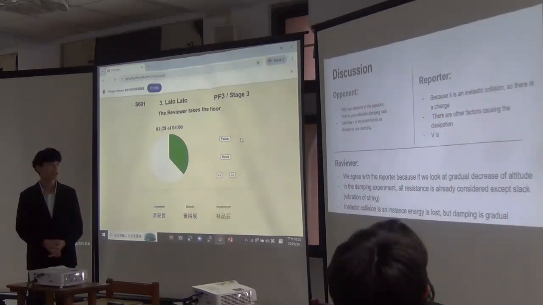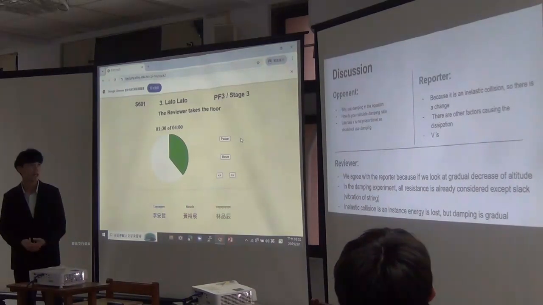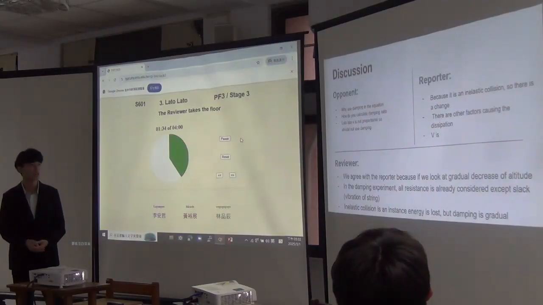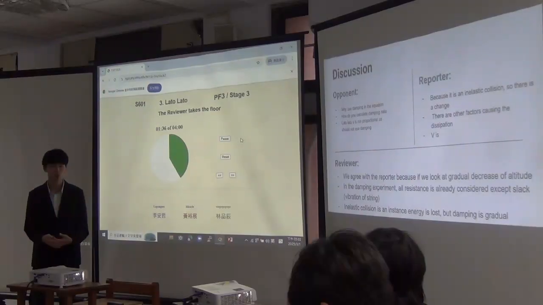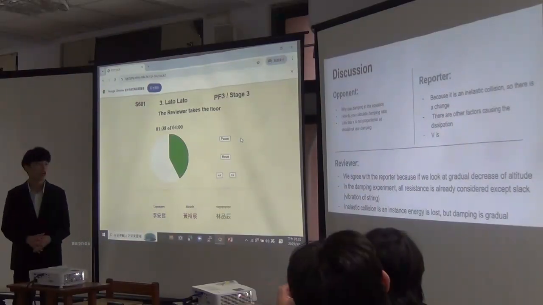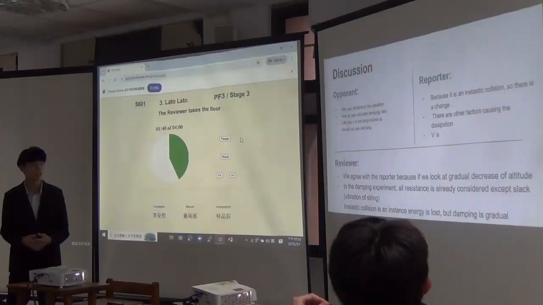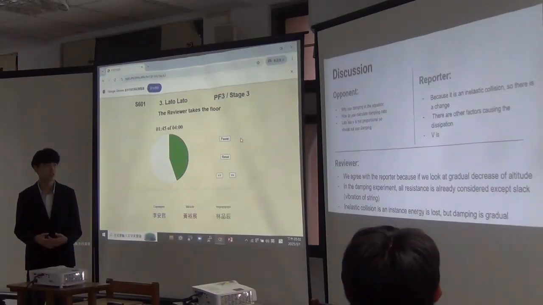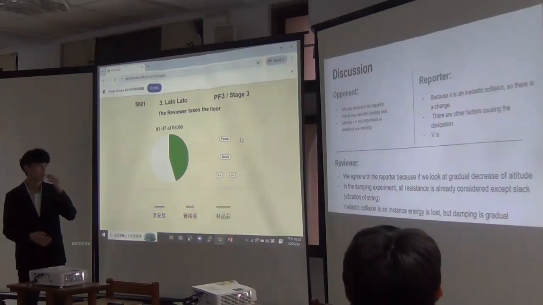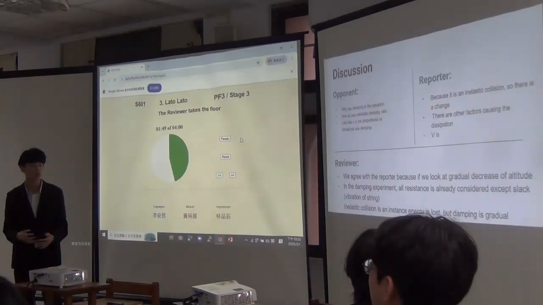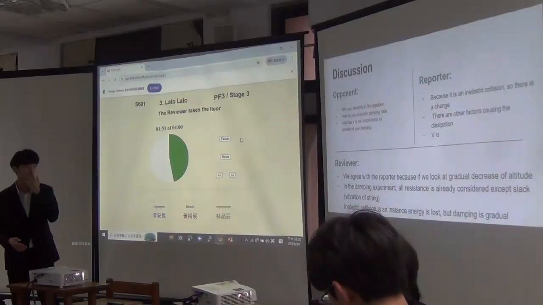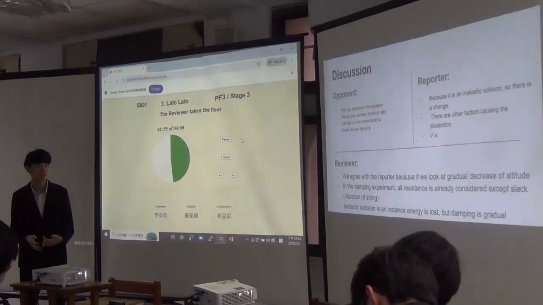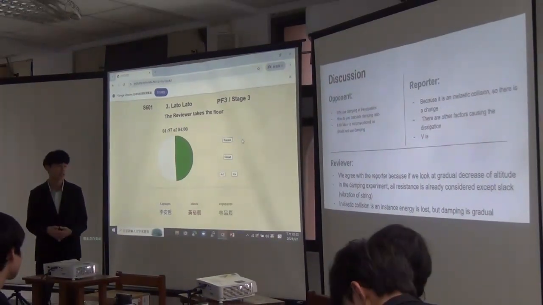Next, the opponent asks why use damping in the equation and how you calculate the damping ratio, and says velocity is not proportional, so damping should not be used in the experiment. The reporter responds that because this is an inelastic collision, there is a change, and there are other factors causing dissipation. Our opinion is that we agree with the reporter, because if we look at the gradual decrease of the amplitude in the damping experiment, all resistance is already considered except slack.